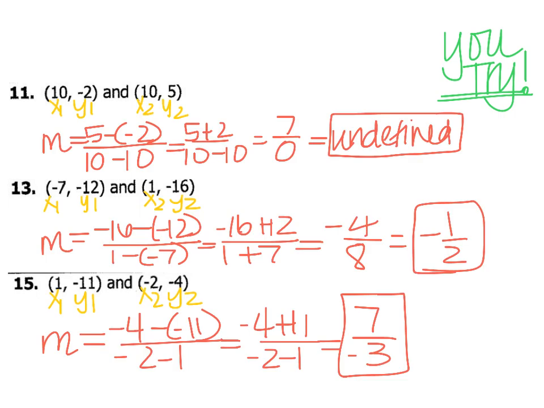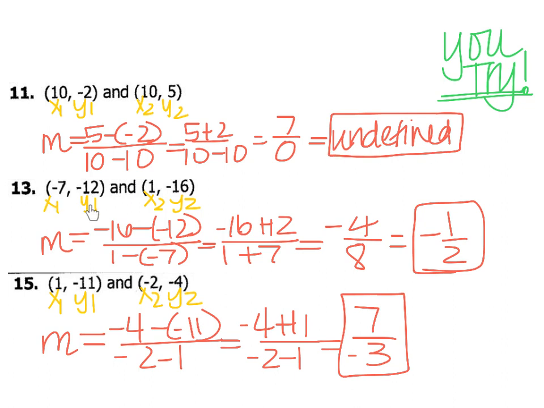Alright, so for number 11, you should have gotten undefined. Start by labeling them x1, y1, x2, y2, then y2 minus y1 over x2 minus x1. Anytime you're subtracting a negative number, change it to adding. So we get 7 over 0. Anytime we're dividing by 0 and 0 is our denominator, this is a big no-no, can't do it, undefined.